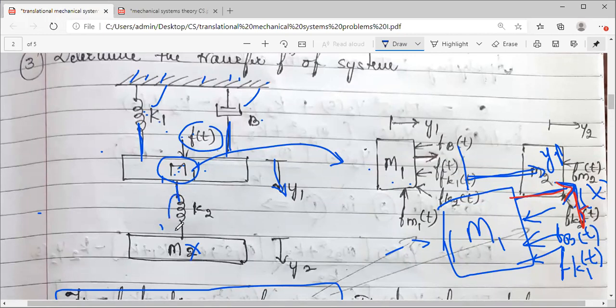Then there is a spring here, one more spring. K1 is done. There is one more force, that is FK2. Okay, indicating this force, the opposing force is due to the spring K2, FK2 of t. So the applied force is in the red direction. K1, B and K2, these three elements will give opposing forces, which are FK1, FB and FK2.